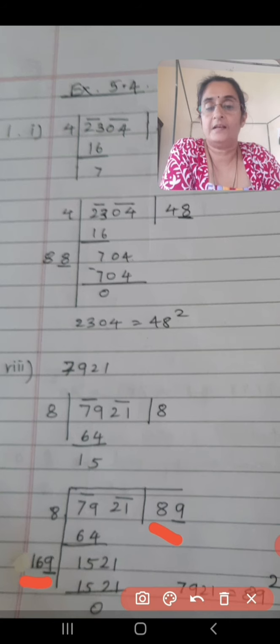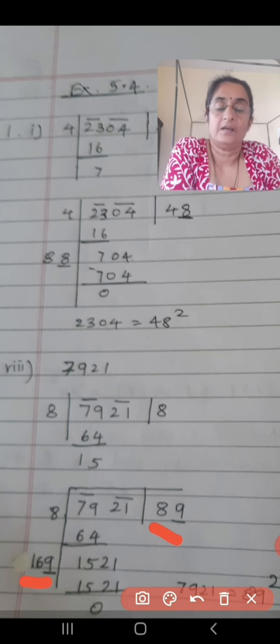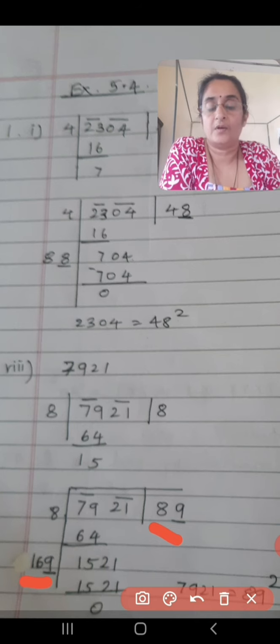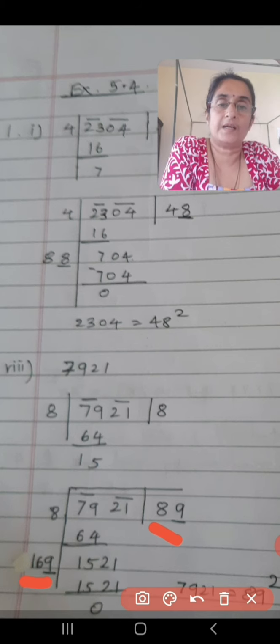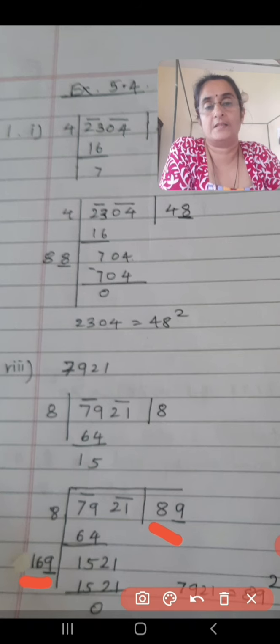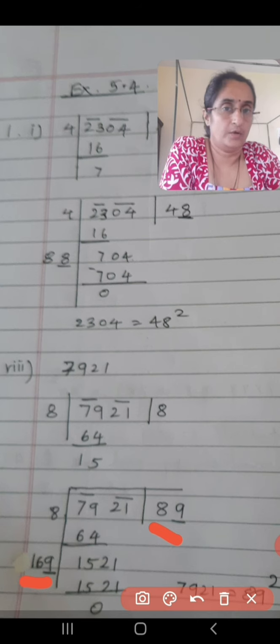That is 1521. Now we have to decide one number which gives you end number 1, because what end number is there in 1521? End number is 1. So we want such a number whose multiplication gives 1. Which numbers give you that? 1 into 1 is 1, or 9 into 9 is 81. Now in front of 16 you have to write either 1 or 9. We have only two options.